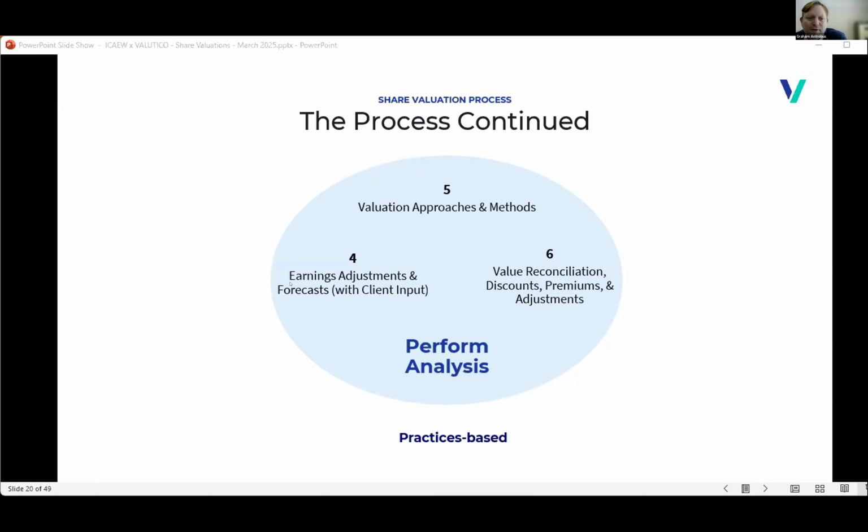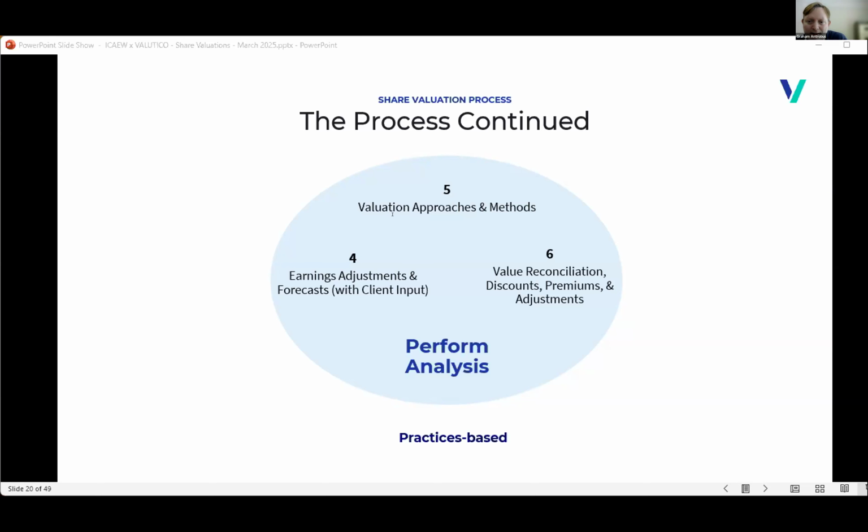And then once we've done all of that, we reconcile the valuation outcome by applying discounts, premiums, and adjustments where necessary. So factors such as minority discounts, marketability considerations, or control premiums can significantly impact the final valuation. This step ensures that the valuation reflects real-world considerations and also the specific circumstances which attach to the business.